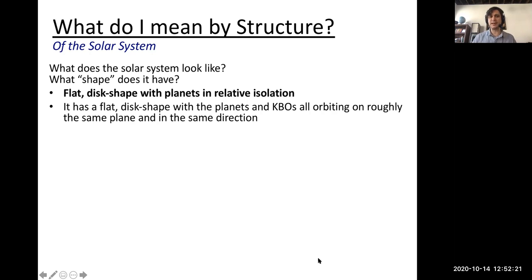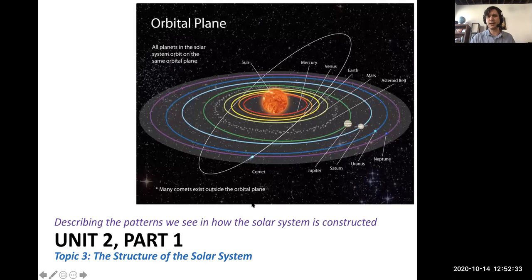The solar system is flat and disc shaped. All the planets are in relative isolation, and they're all on roughly the same orbital plane. I'll be showing you a picture of this here in a second. Or actually, let's just pop back. They're all on the same orbital plane. They're all in relative isolation.